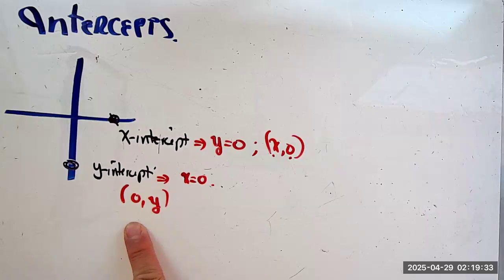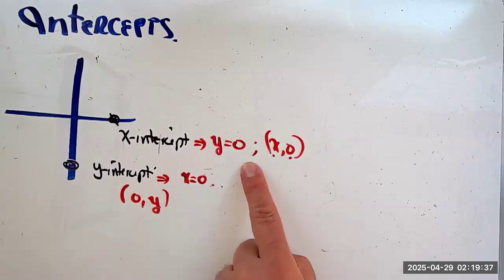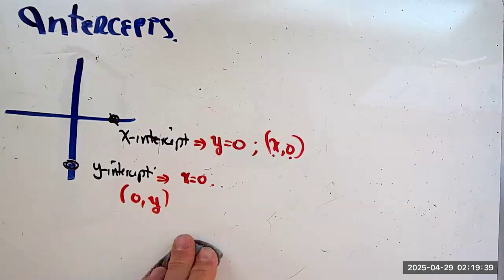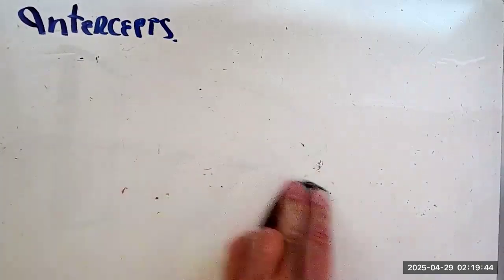Remember, how do I find the y-intercept? We always make x equals 0. So let's try a couple of examples.